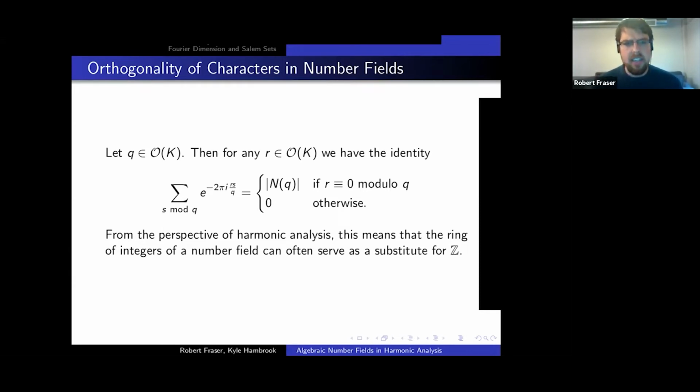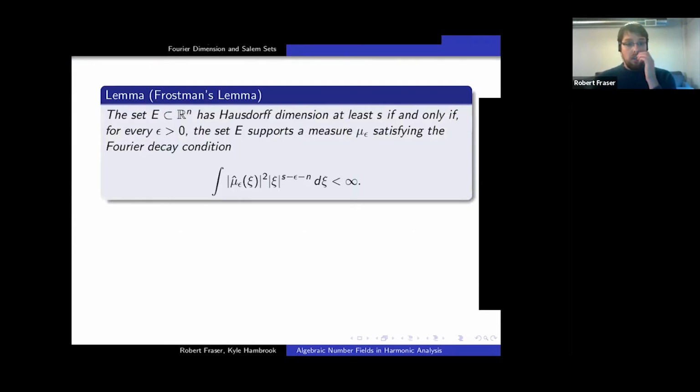So this means that at least for some purposes, you can use the ring of integers of a number field as a sort of multi-dimensional substitute for the integers. So that's all I have to say about number fields. And I'm going to switch gears and talk about the problem that we solved.